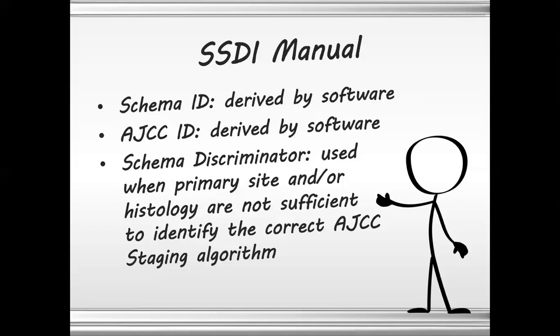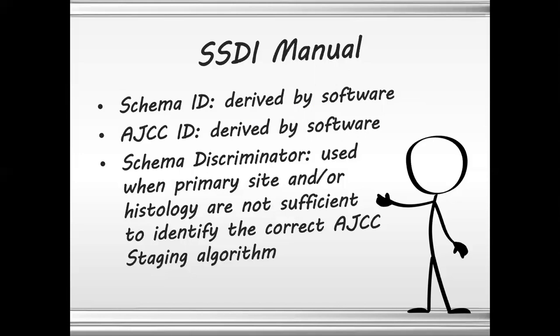At this time, there are three schema discriminator data fields, but there are no sites that require us to collect the third schema discriminator yet. The third is just there in case it is needed in the future. If schema discriminators are not needed, you just leave them blank in the abstract. You can see on pages 27 and 28, sites and histologies that require these fields are listed there, okay? You only have to worry about those schema discriminators if they are required to be collected.